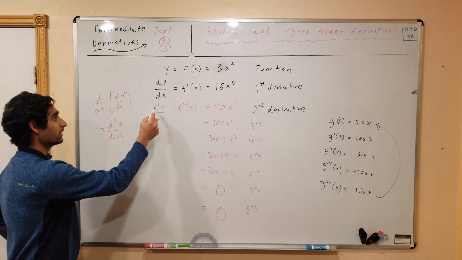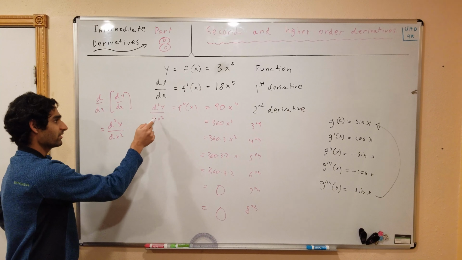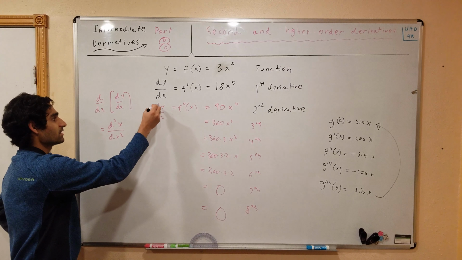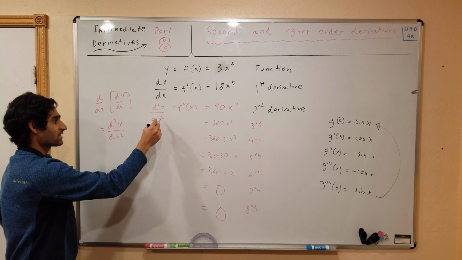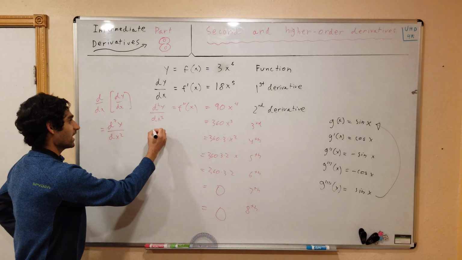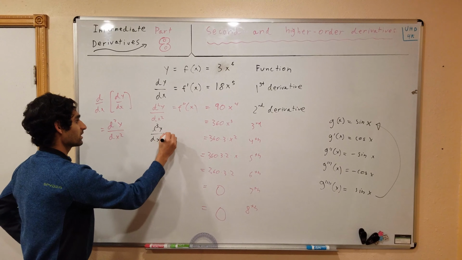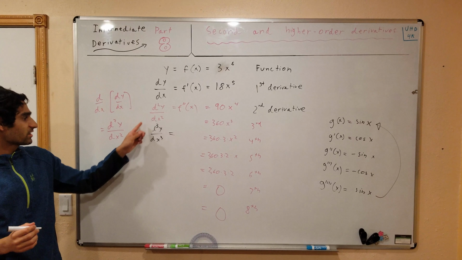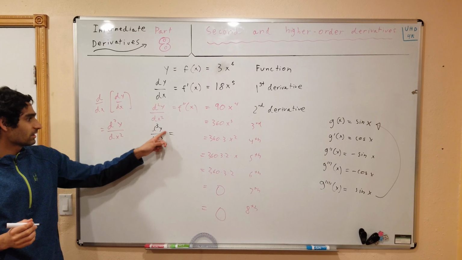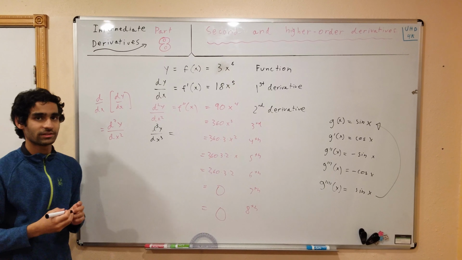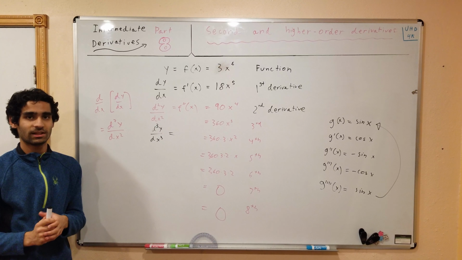And if you're using the notation like the derivative of y with respect to x, it's going to be d squared y over dx squared, or d cubed y over dx cubed. This is the notation you'll be using if you want to express higher order derivatives in this format.